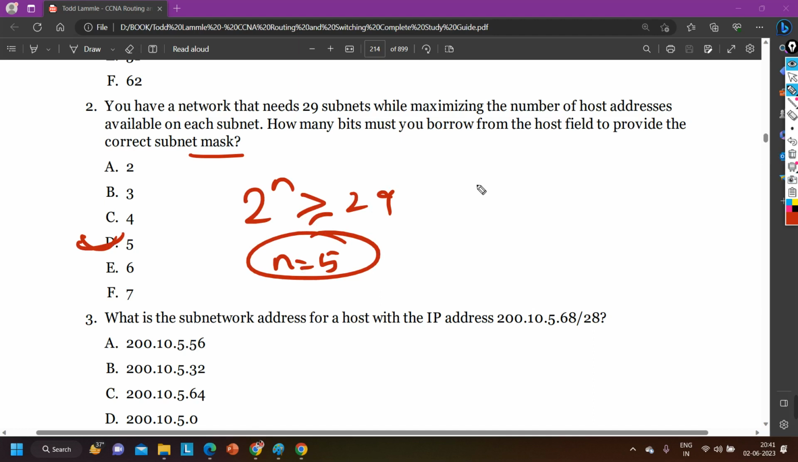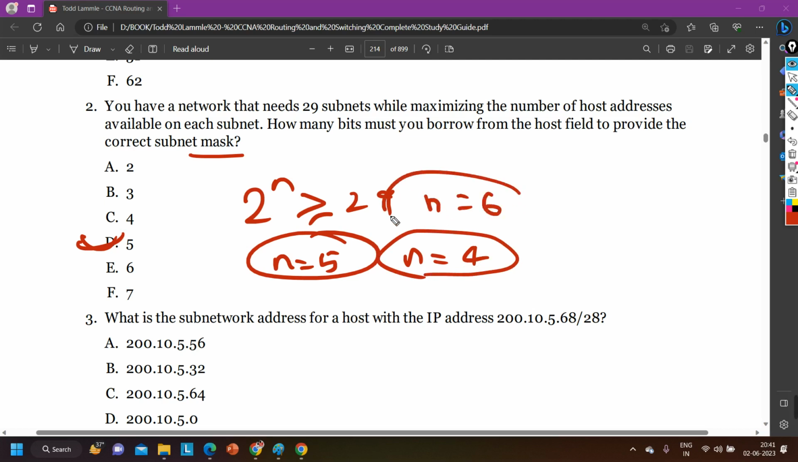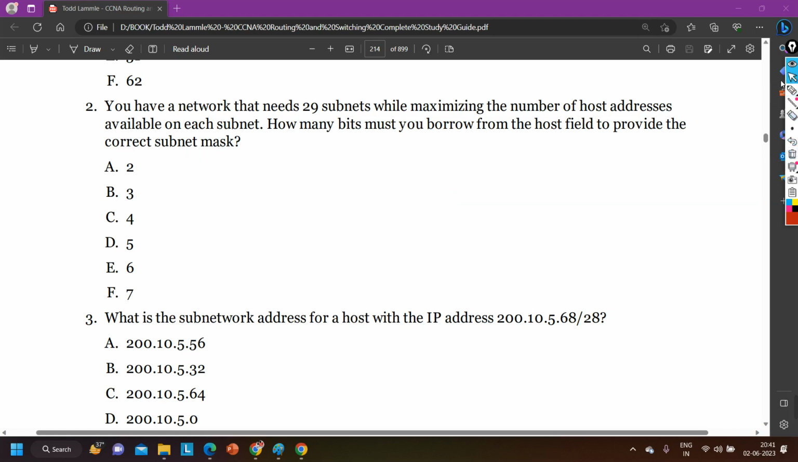If n will be 4, then how many networks will I get? 16. If n is 6, then how many networks will I get? 64. Very good. Now it's clear.